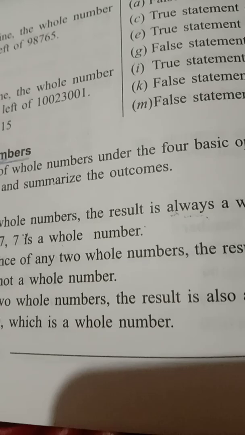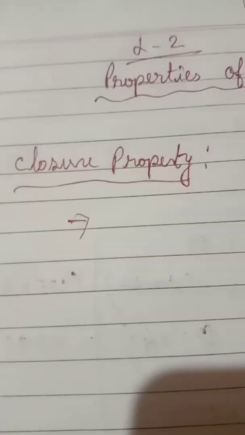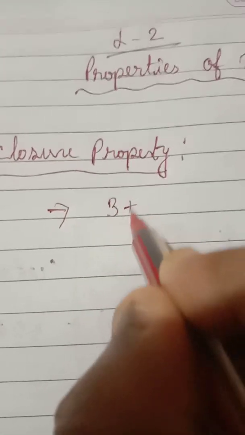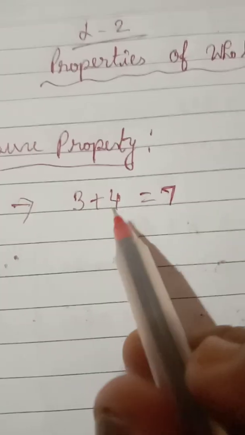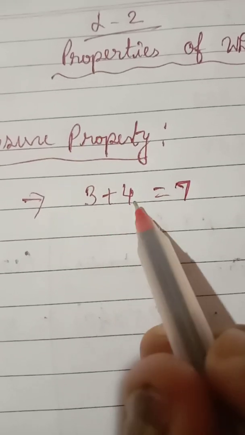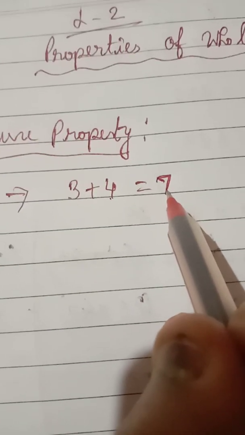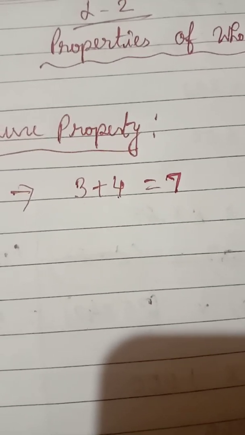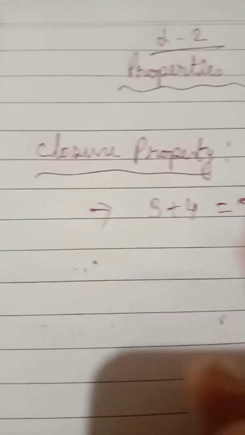यानी कोई भी दो whole number को अगर plus करें तो answer always whole number. So in case of addition, suppose I add 3 plus 4, I get the answer 7. 3 is a whole number, 4 is also a whole number, and the answer 7 is also a whole number. So whenever we add two whole numbers, the result is always a whole number.